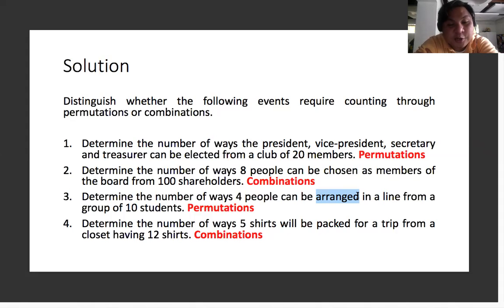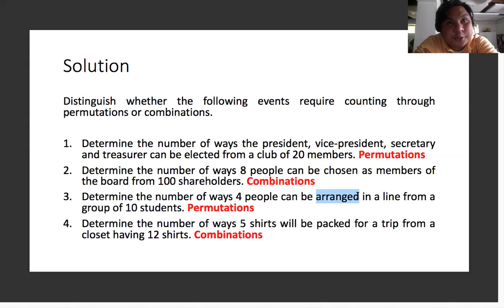Number 4, determine the number of ways the 5 shirts will be packed for a trip from a closet having 12 shirts. So if a person is going to pack 5 shirts out of 12, it doesn't matter which shirt gets picked first and packed first, as long as it's the same set of 5 shirts that the person picks. For example, if there are 12 shirts, that's A all the way to L: A, B, C, D, E, F, G, H, I, J, K, L.